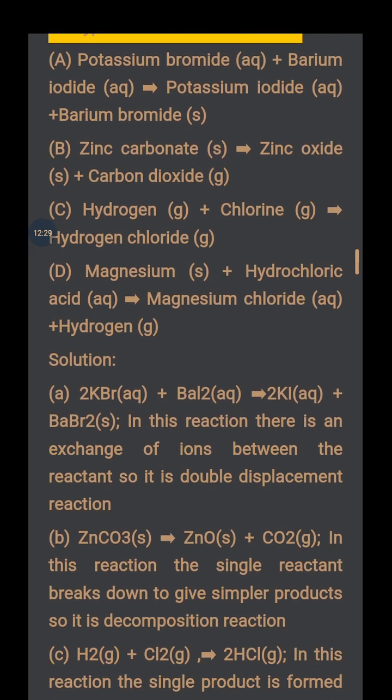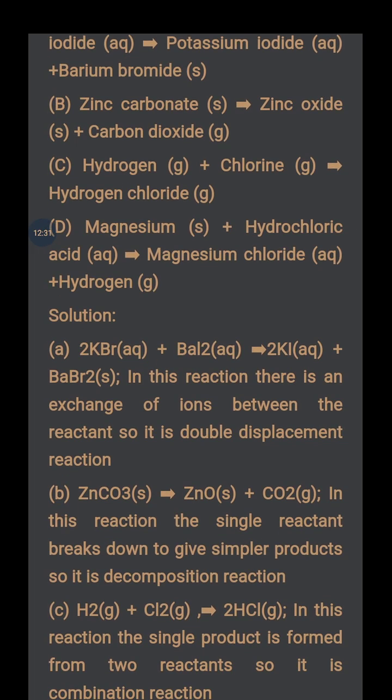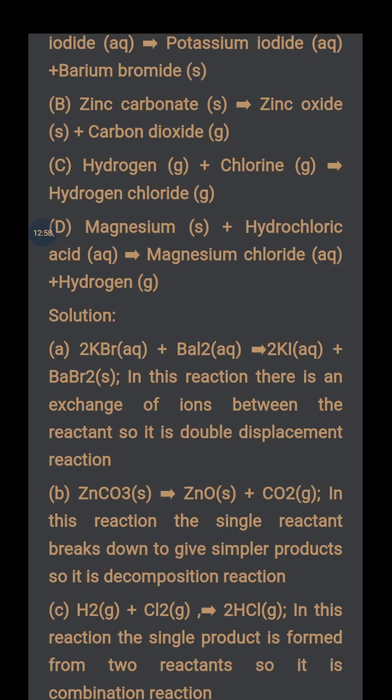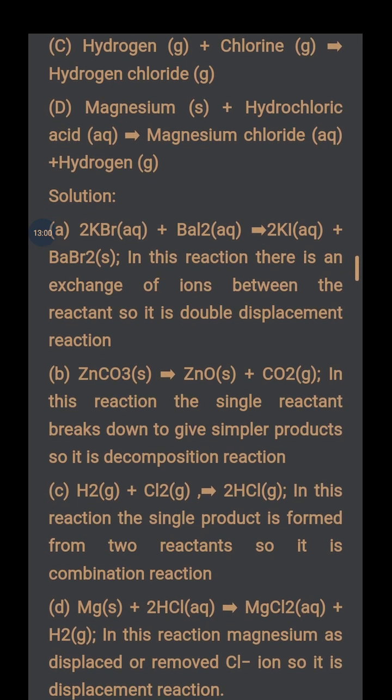Now the other one: zinc carbonate gives out zinc oxide plus carbon dioxide. ZnCO3, zinc carbonate, gives out ZnO plus CO2. In this reaction, what are you saying? That a single reactant breaks down to give simpler products. So it is decomposition. It breaks into two parts. Okay, decomposition.